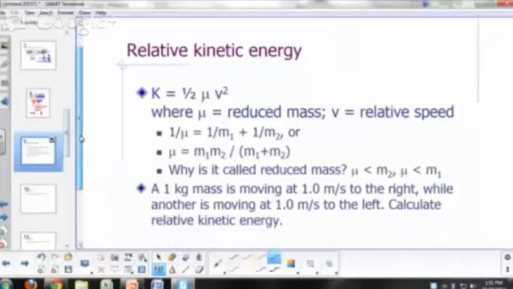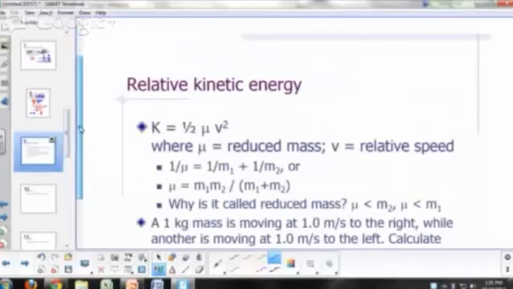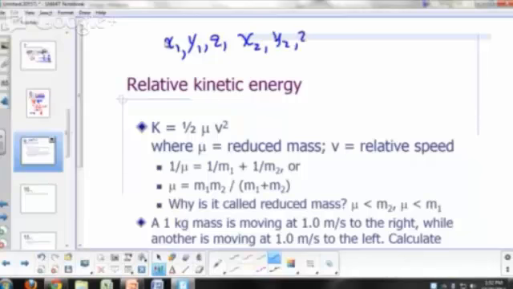Based on the relative motion, we can calculate what's called a relative kinetic energy. It turns out, essentially what we're doing here is this. We have, remember, x1, y1, and z1. What are those? Coordinates of particle 1, right? And you have x2, y2, and z2, the coordinates of particle 2.